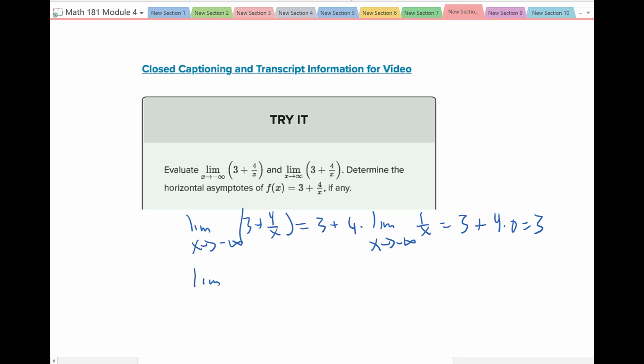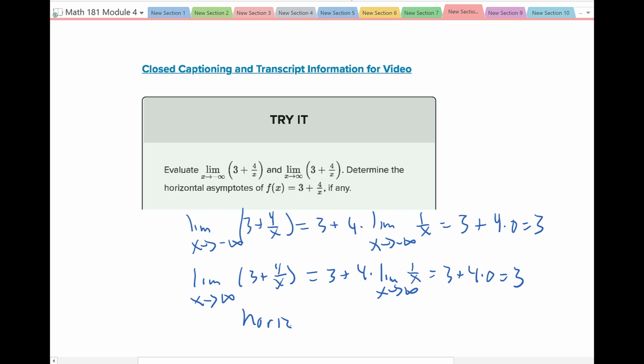And the limit as x approaches positive infinity of 3 plus 4 over x is going to be 3 plus 4 times the limit as x approaches infinity of 1 over x. So it's 3 plus 4 times, again, 0, so it's 3. So our horizontal asymptote is going to be y equals 3.